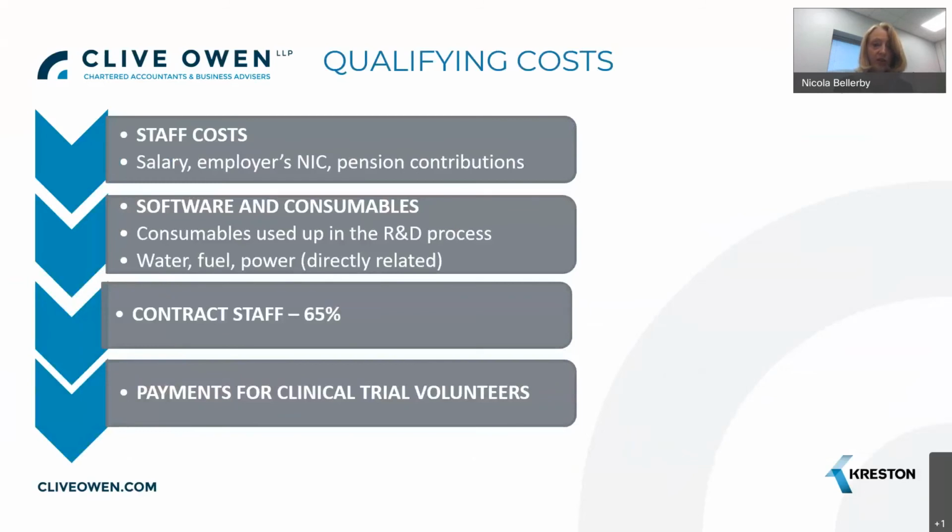So I said we'd look at qualifying costs. These are staff costs, salary, employers' and pension contributions, but we need to watch out for furlough payments from the government because those have to be deducted. Software and consumables. The consumables must be used up in the R&D process. That came in 2015. Water, fuel and power, contracted staff, externally provided workers and subcontracting. And that's okay for SME, not so much for the RDEC. And clinical trial volunteers, which is one we don't actually see very often.